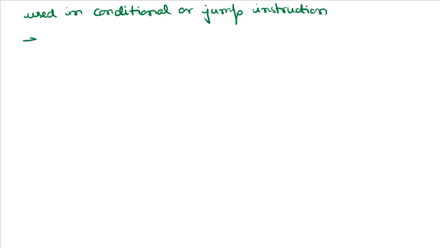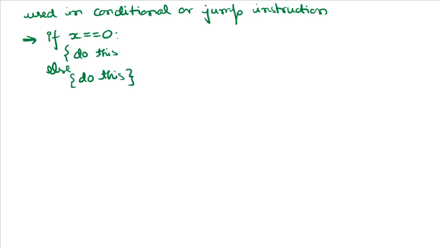So you might have written some code, and you must have either heard about or seen something like this: if x is equal to 0, do this, else do this. Now this "do this" is itself a sequence of instructions, but you are getting my point, right? So this if condition you must have seen somewhere. Now these if conditions are actually implemented using this zero flag. How is it? Let's discuss.